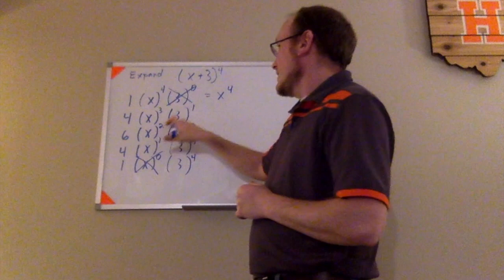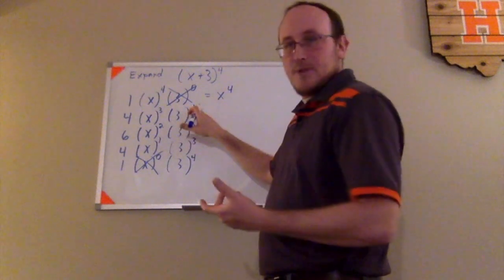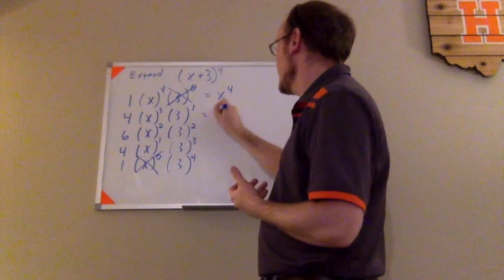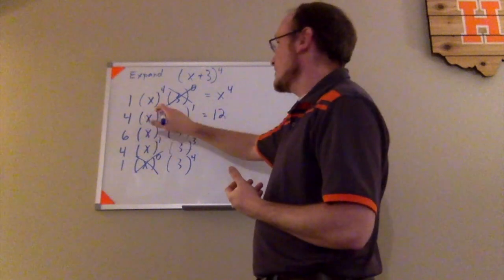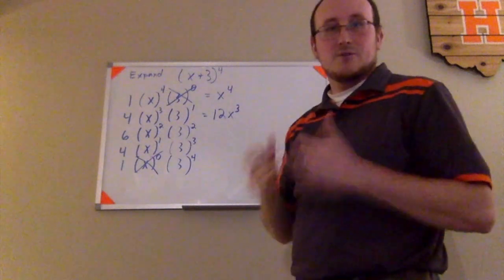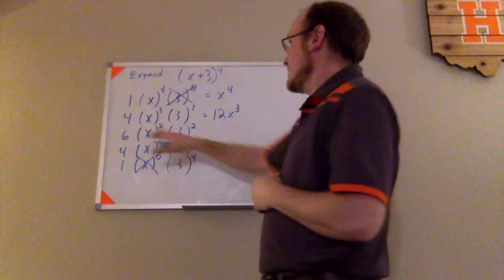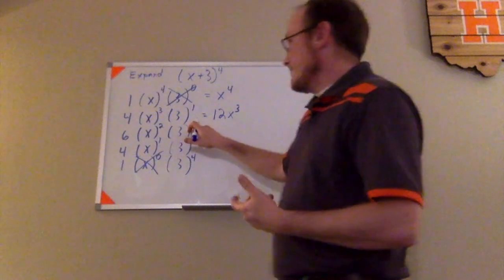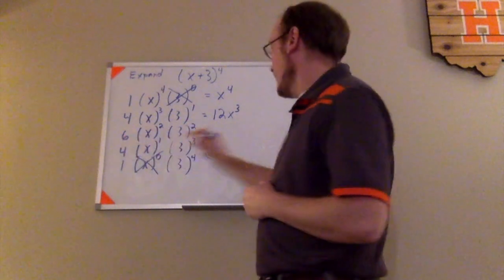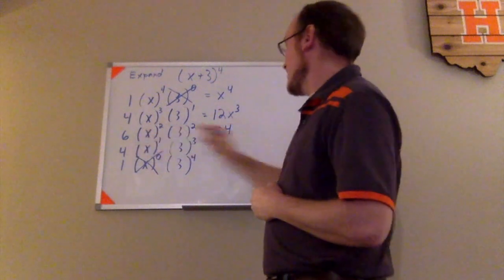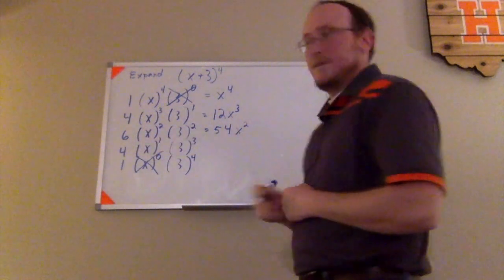Now here, I have 3 to the first, which is 3, times this 4 out here, which makes 12. And then here I have x to the third. So there's my second term, 12x to the third. Down here, 3 to the second, 3 times 3 is 9, times 6 is 54. So I have 54, and then x squared for that.